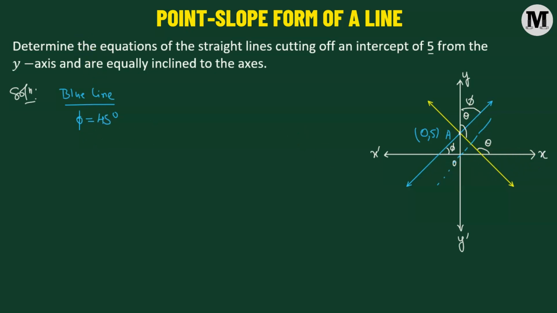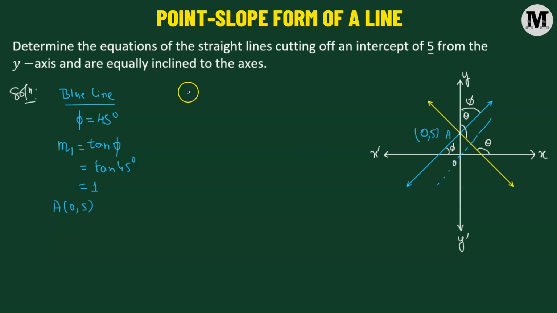Now that we know the angle that it makes with the x-axis, we can also define the slope of that line. We're going to call it m1, and that's defined by tangent of the angle phi. Tangent of phi is simply tangent of 45 degrees, which means that the slope of that line is going to be 1. Now that we have the slope, what we need is a point that lies on that line, and that's nothing but the point A with coordinates (0, 5).